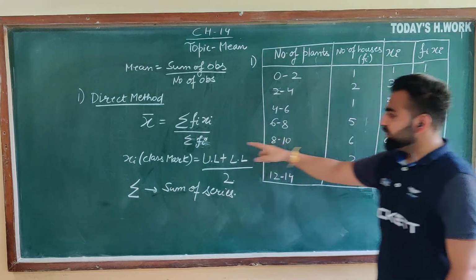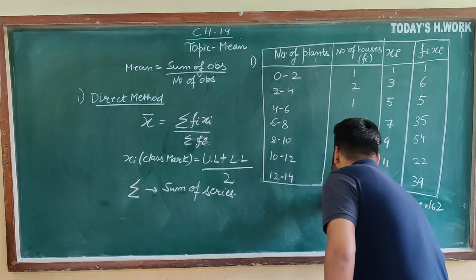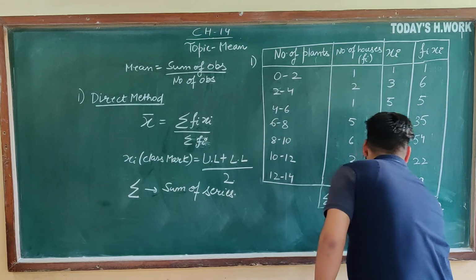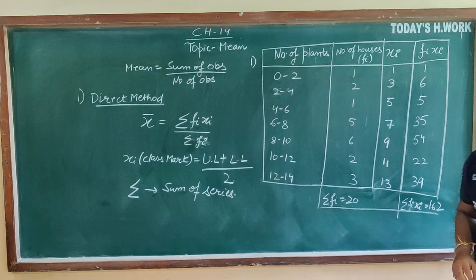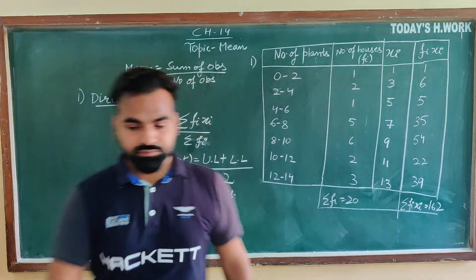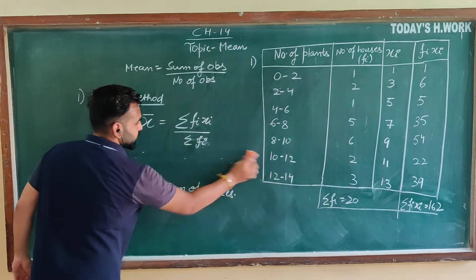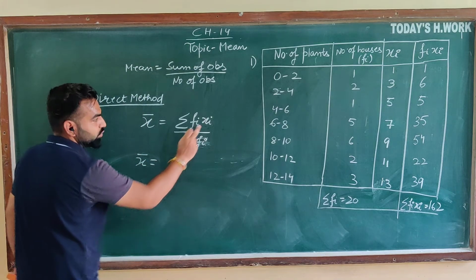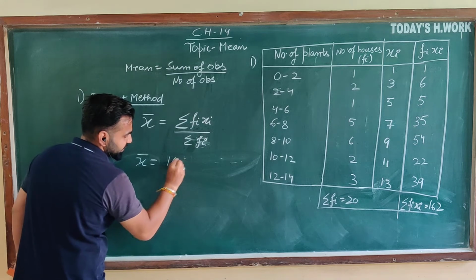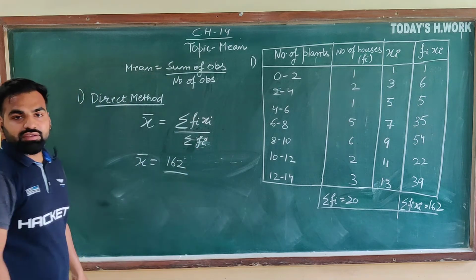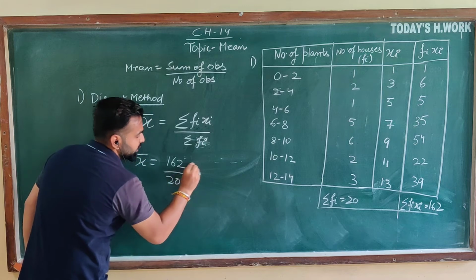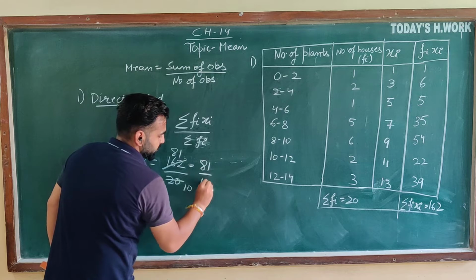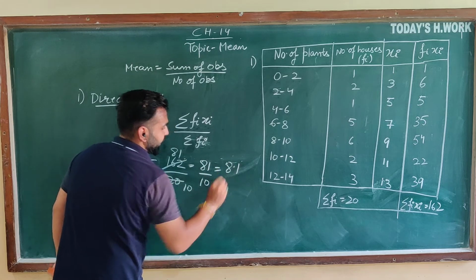Now what we have to calculate? Sigma fi. So in the question it is given sigma fi is 20. So now what we have to do? We will apply the formula here. According to the formula, x bar, that is mean, is equal to sigma fi xi, that is equal to 162, divided by sigma fi, which is equal to 20. So this will be equal to 81 by 10 and the answer will be 8.1.